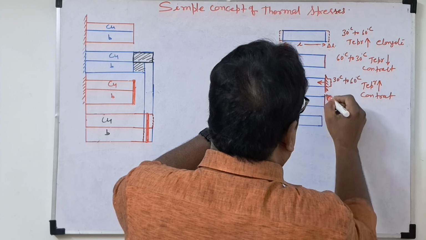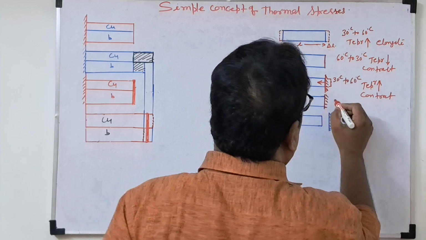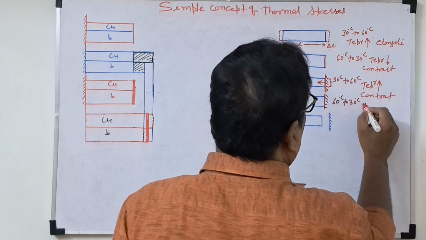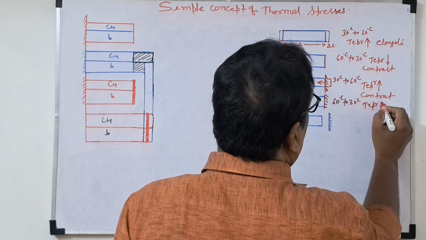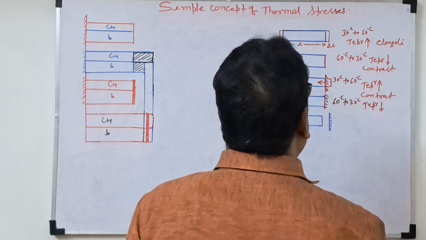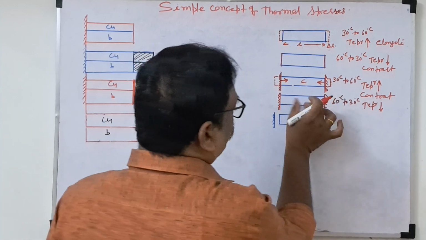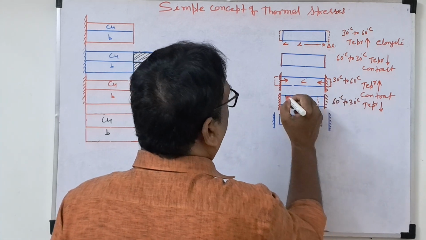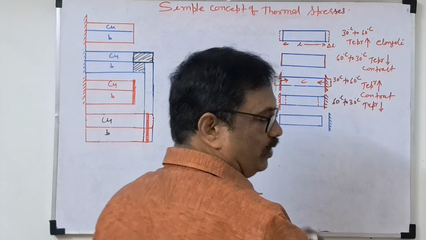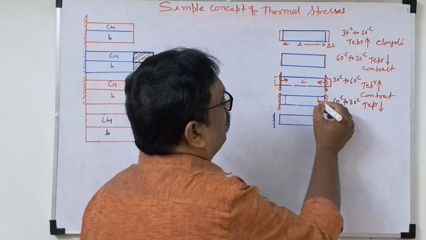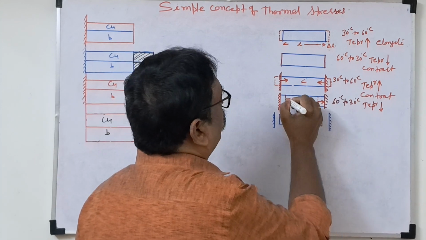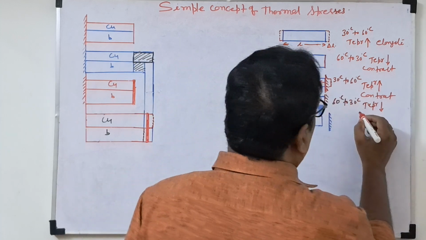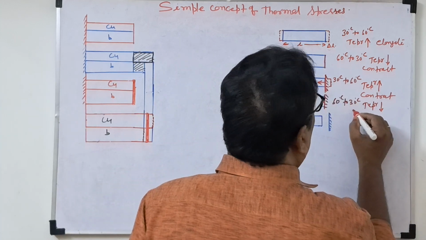But now, same yielding will be there and the temperature decreases. Suppose 60 degrees to 30 degrees. Now it is reversed, that means the temperature decreases. Then what will happen here? The temperature decreases, the body wants to contract. But due to the yielding, due to the fixed end, what will they ask? Come back to this point. They will bring it back to this point. That means this is tensile. So tensile stress will develop.